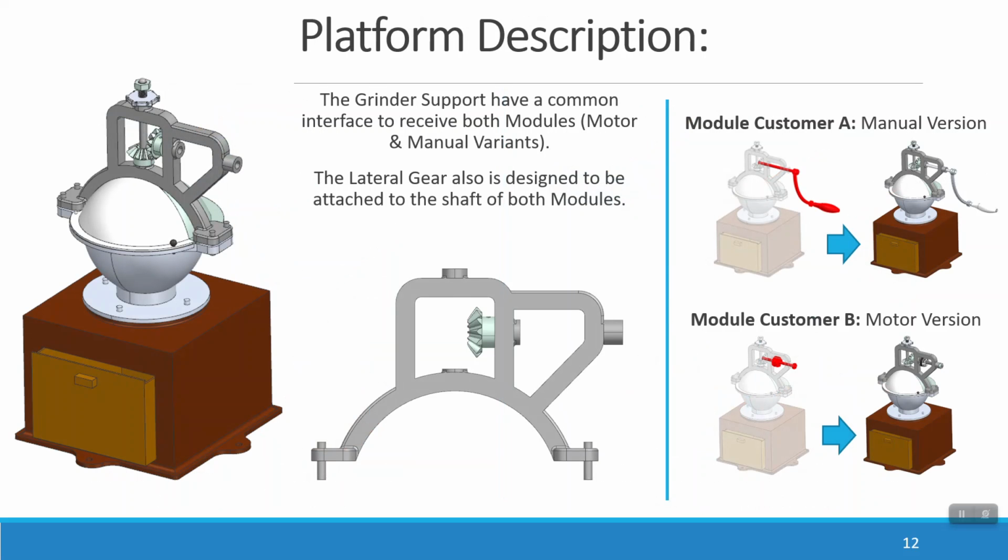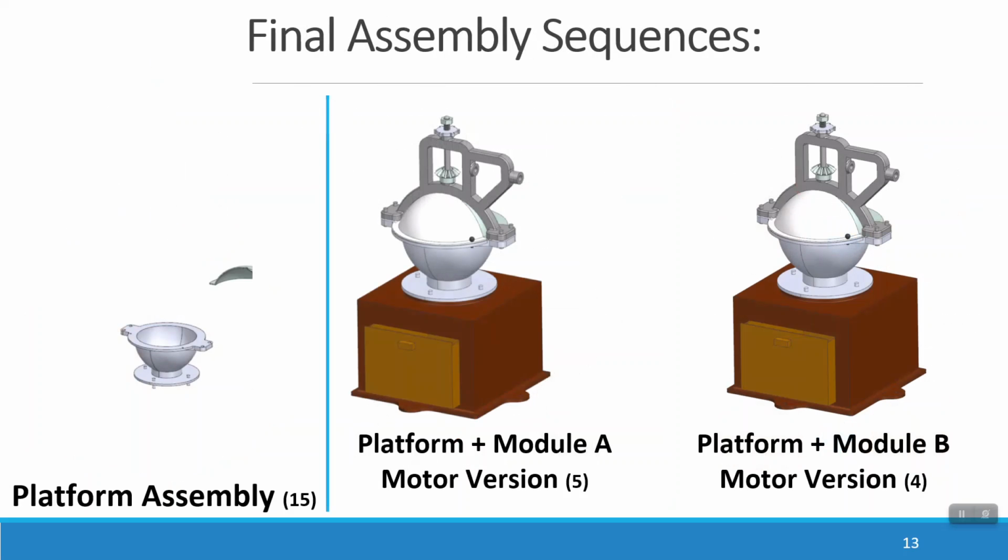Both modules will be assembled to the rest of the grinder that is considered as a platform. The grinder support is a component that will provide the access and the attachment point for both modules. The lateral gear has the capability to be connected to either shaft version. As was stated before, the platform has the majority of the parts and the flexibility to receive both modules without the necessity to modify any component.